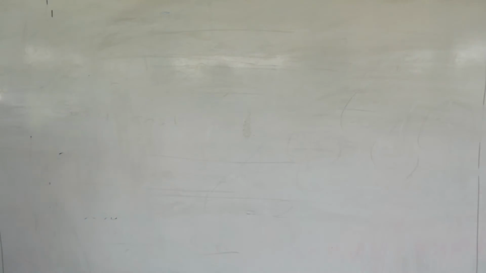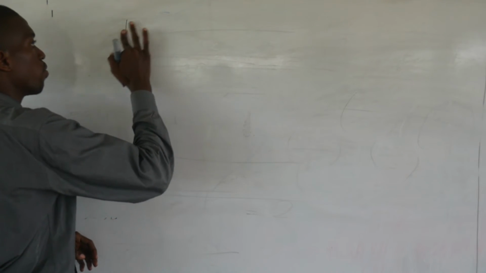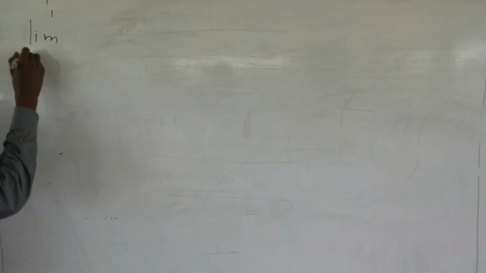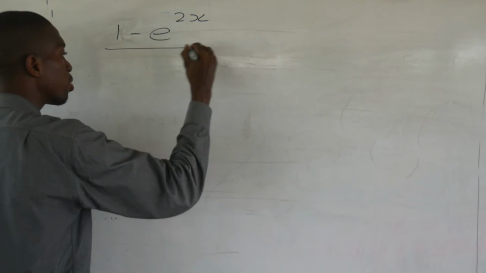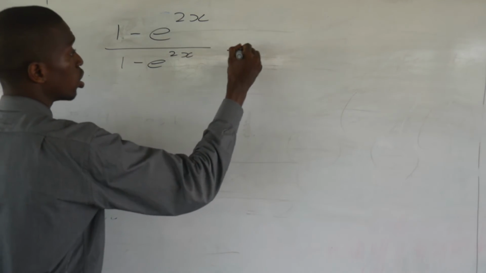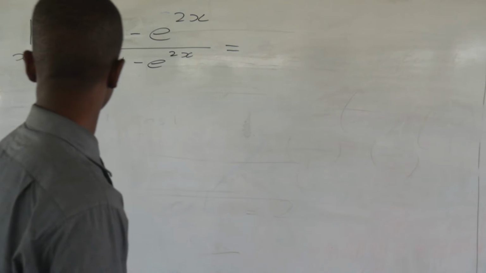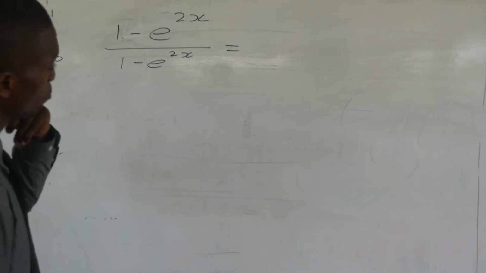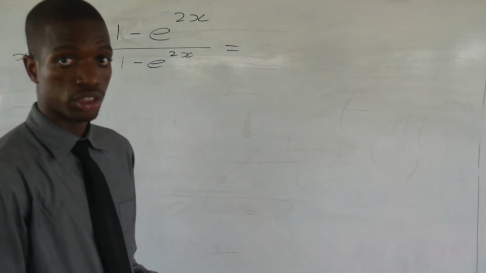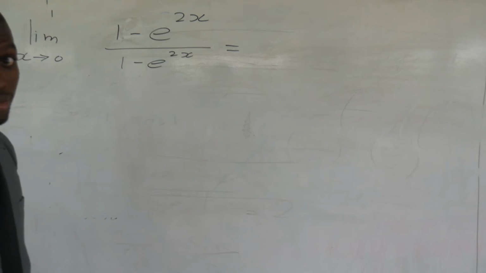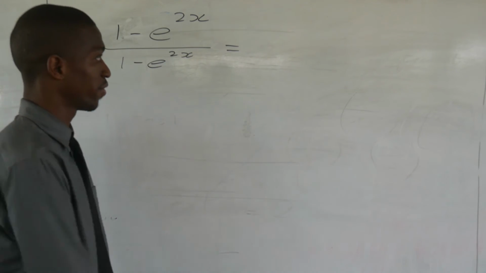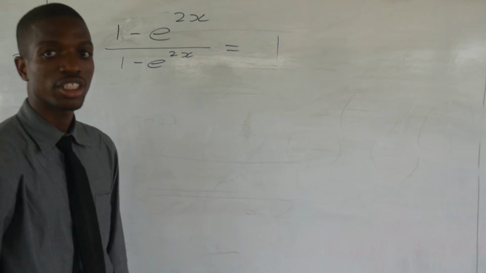Next, number 6. The limit as x goes to 0 of 1 minus e to the 2x divided by 1 minus e to the 2x. What is this? Well, I don't know how long you spent trying to work this question, but everything that's at the top is also the bottom. So this is just 1.